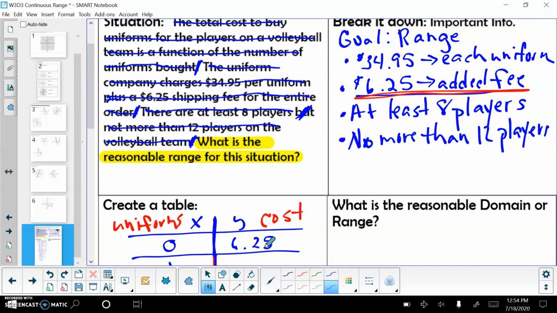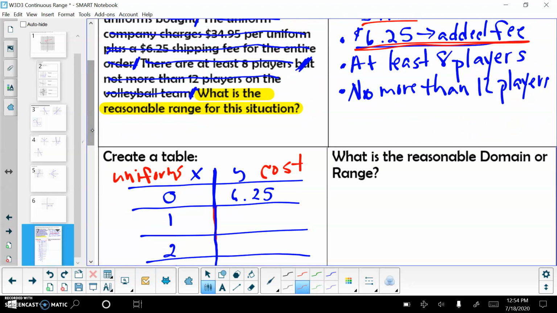Okay, now since each uniform is going to cost you $34.95, when you order one, you're going to have to add that $34.95. So that next number is going to end up being, if you just ordered one, $41.20. So that's the price of the uniform plus the shipping fee.